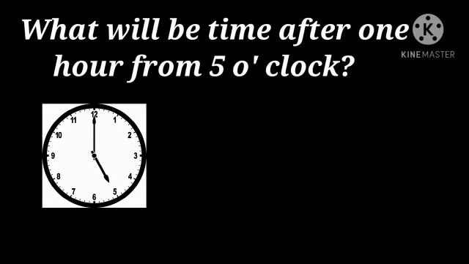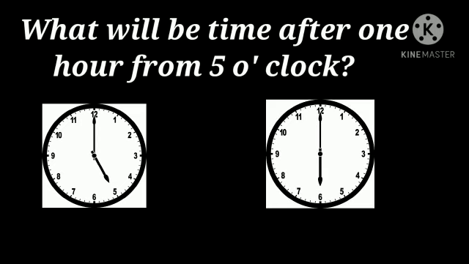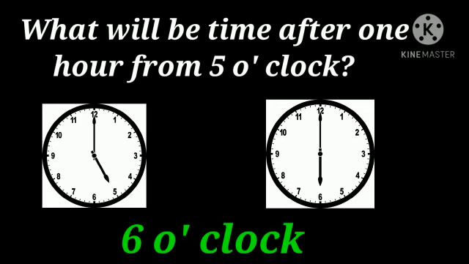Let's see next one. What will be the time after 1 hour from 5 o'clock? Now here you can see hour hand is at 5 and minute hand is at 12. So the time is 5 o'clock. Now we have to find out the time 1 hour from 5 o'clock. So we will move one step further. So after 5 it comes 6. So the time is 6 o'clock.